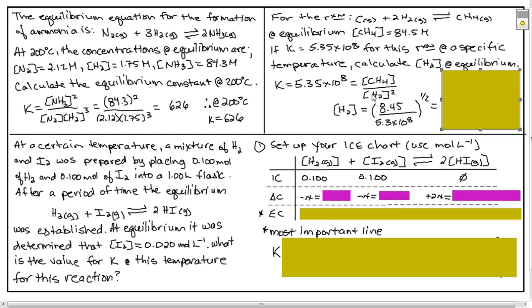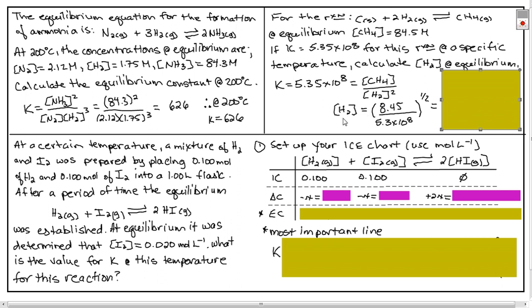So what I've done here is, because we're looking for hydrogen gas, I've moved it up, cross-multiplied it up, and brought the 5.35 times 10 to the 8, the value for K, down. So hydrogen gas is equal to the concentration of methane divided by the K, value for K. The only issue here is that in this expression we have our concentration of hydrogen to the power of 2.